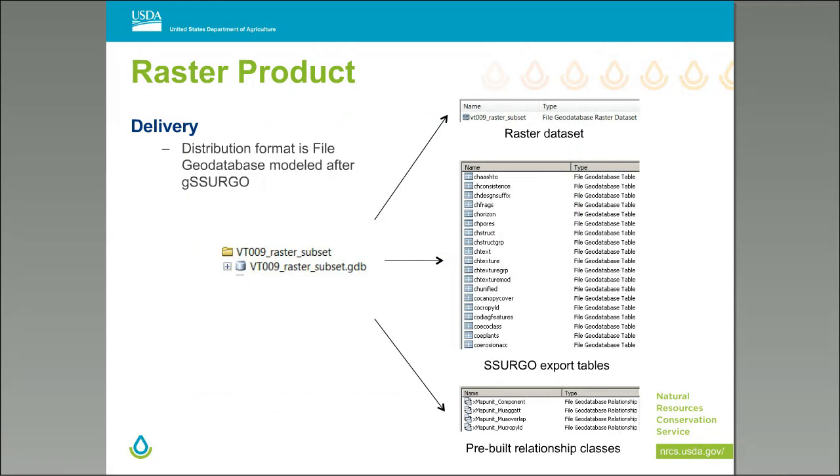The raster product is delivered using a file geodatabase format modeled after SSURGO. I'm not going to lie, it took a really long time to figure out how to deliver this stuff. There has been a lot of resistance to delivering raster data, basically based around not having a good platform to do so, because Web Soil Survey wasn't ready for it yet. But that's why it's on the Gateway, and just the organization of it was modeled after SSURGO.